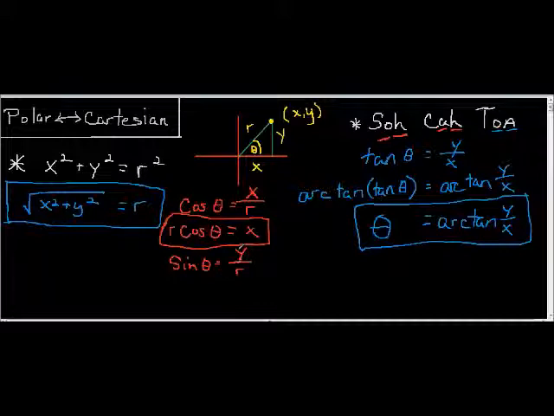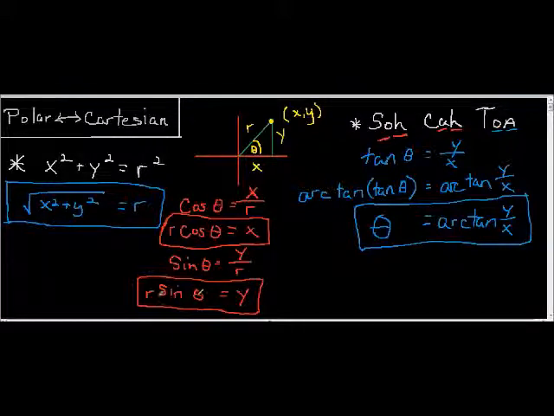And then solving for y, we multiply both sides of the equation by r, and we get y equals r sine of theta. So there you have another quick formula. If you were given theta and r, you can also solve for y.